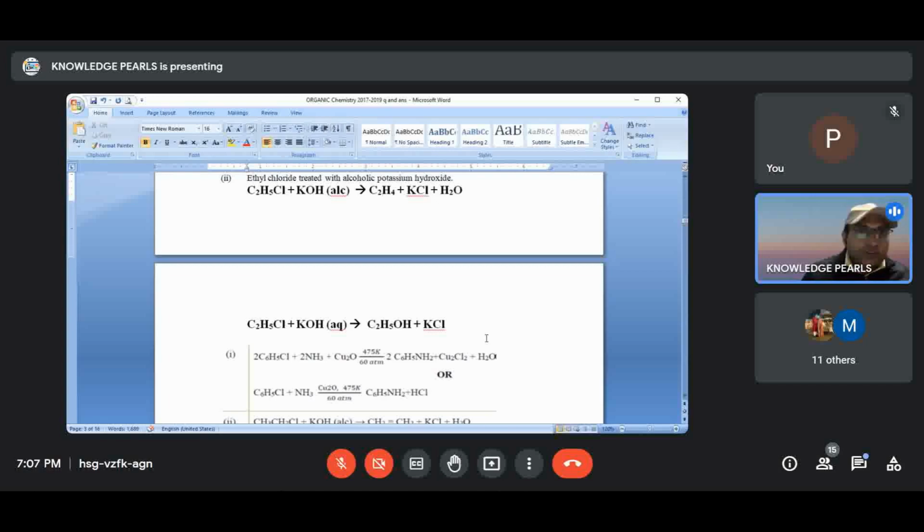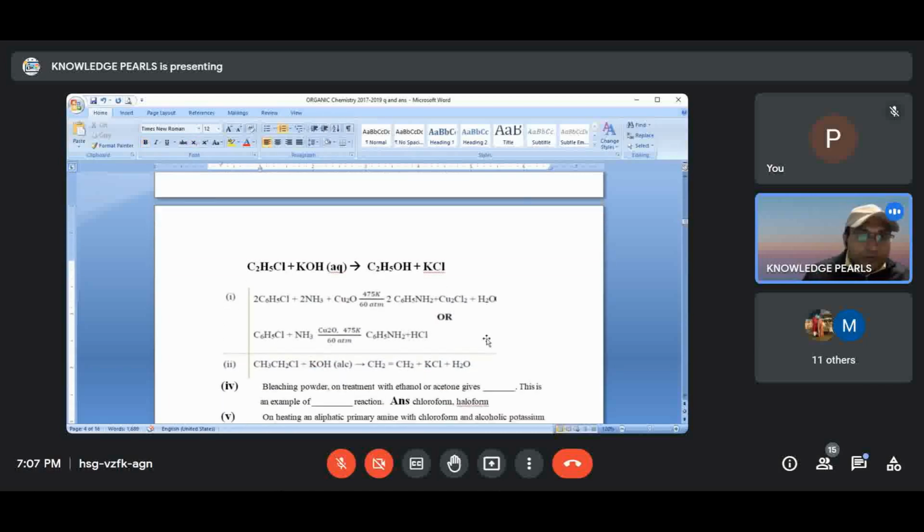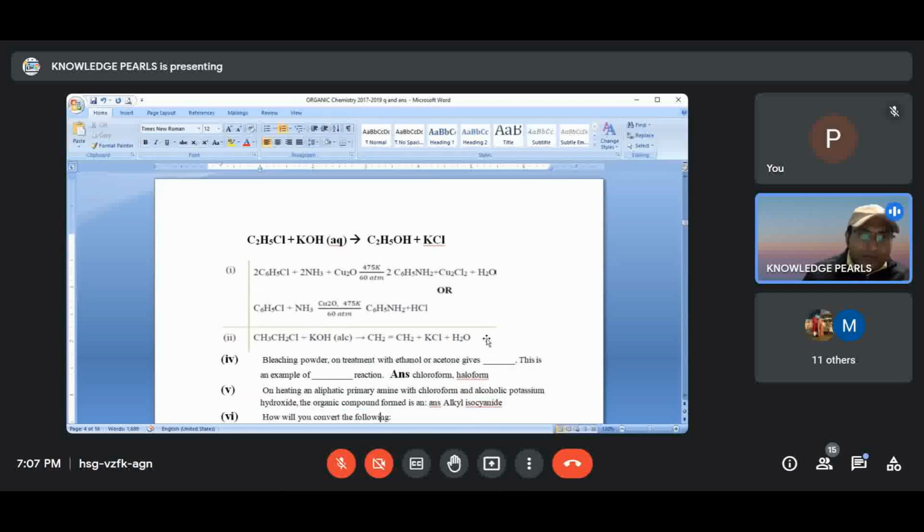So the question can be asked in different forms also, like the Saytzeff rule, that also can be asked. Okay, let us move to the next question. Sometimes, as I told you, they ask the iodoform reaction, but in this form: bleaching powder on treatment with ethanol or acetone. You know the method of preparation of bleaching powder.